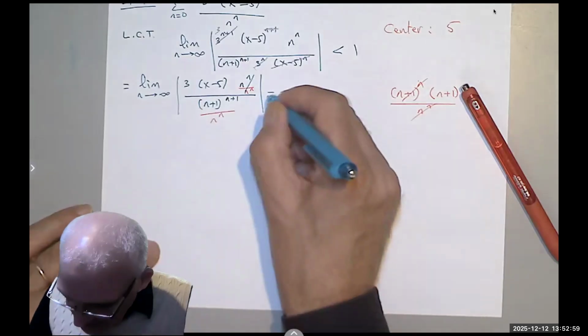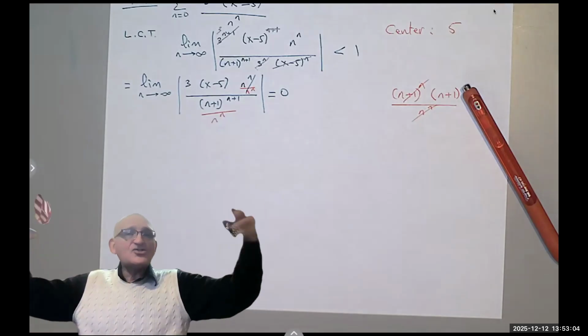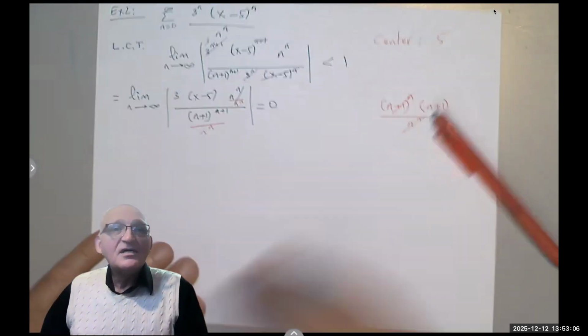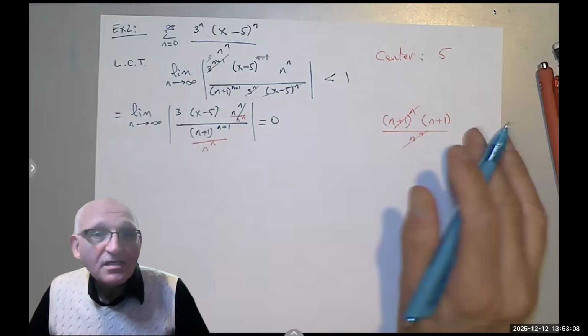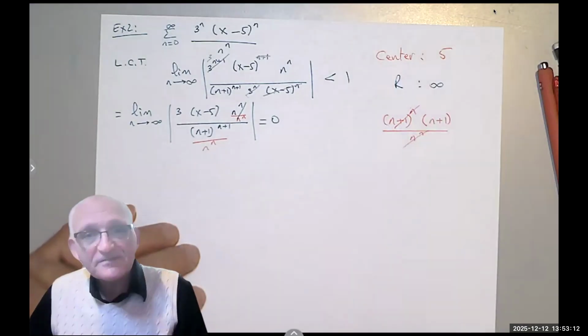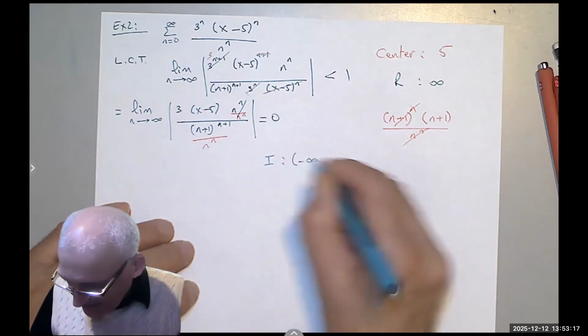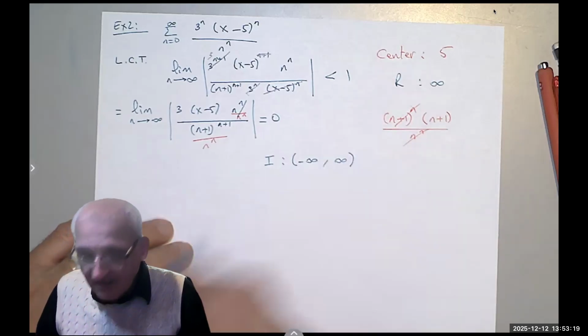So that equals 0. It means no matter what you use for x, a very large number or a very small number, it will always be less than 1. Hence, the radius is infinite, and my interval would be negative infinity to positive infinity. And I'm done.